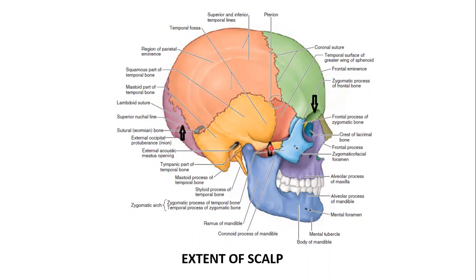And on this side, laterally below, this is the blending of the scalp with the temporal fascia over here, which extends up to the zygomatic arches. This is the zygomatic arch. So this is the extent of the scalp from this to this. This is the scalp.